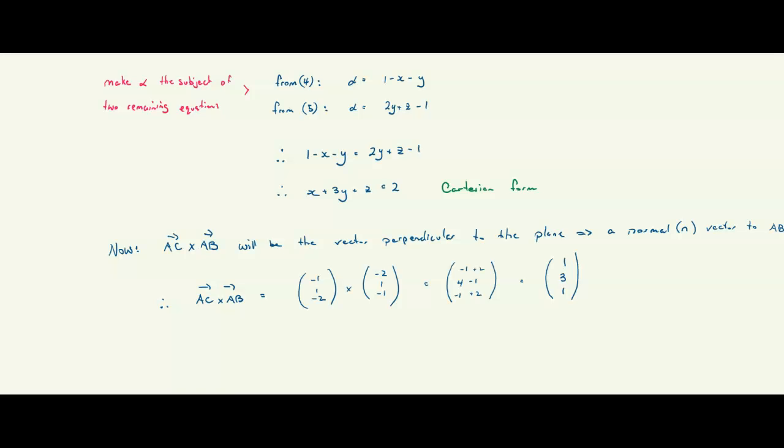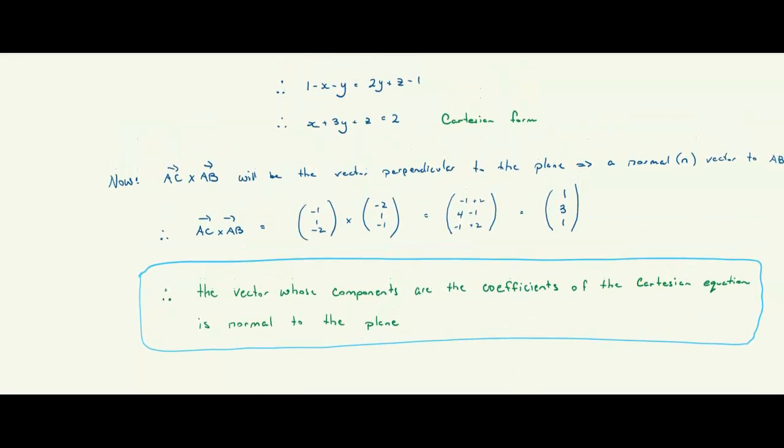Now I want to match off this vector 1, 3, 1 with the coefficients of my Cartesian form of the equation of the plane. Let's go have a look. We've got 1, 3, 1 against 1, 3, 1. So the coefficients of my Cartesian form of the equation of the plane match the normal vector to the plane. Now that's a pretty powerful result, and we need to formalize that. Okay, so very important result, just written down here.